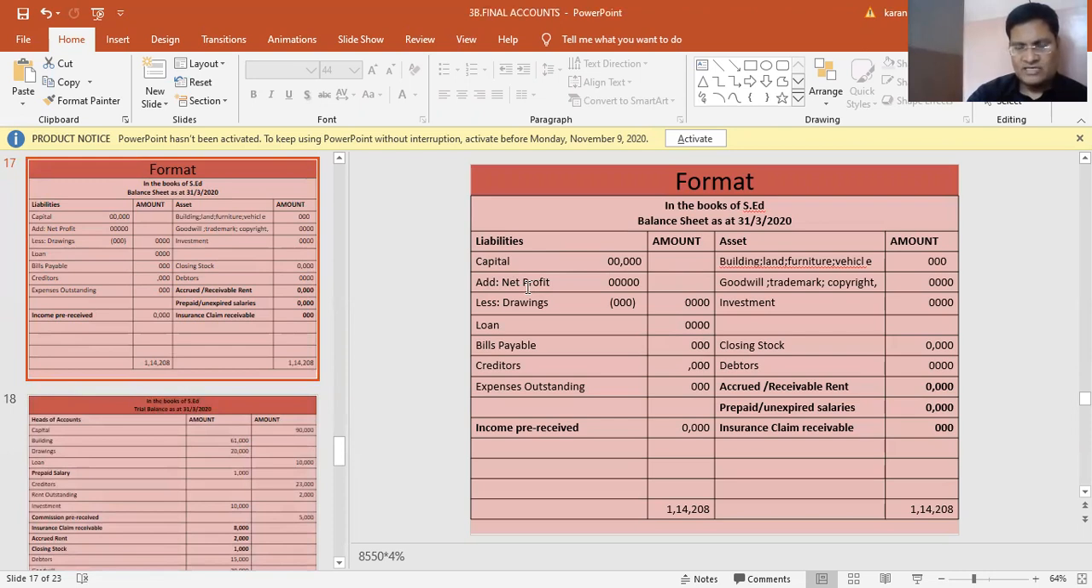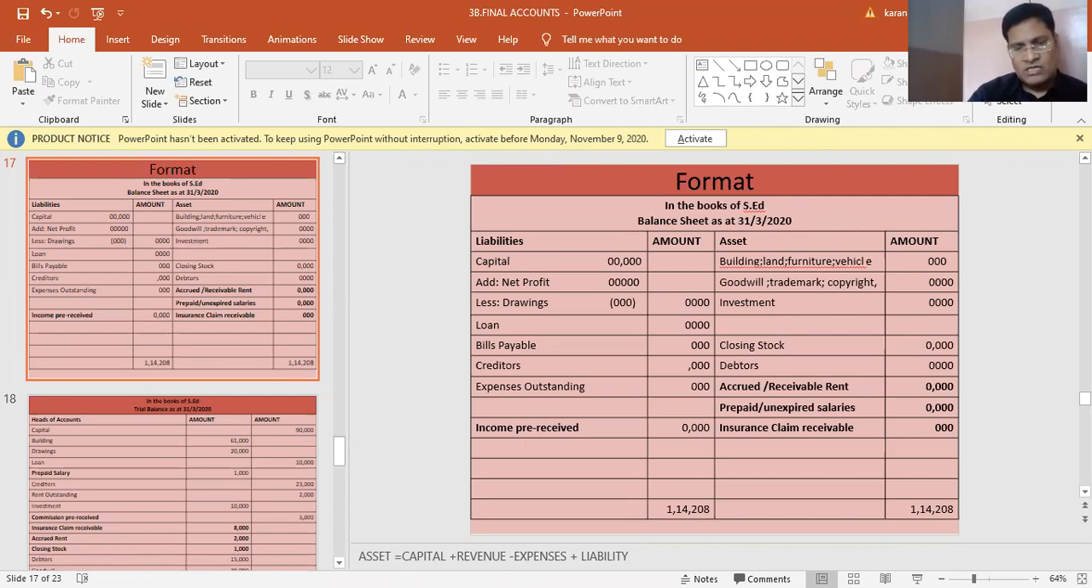Remember, I told you earlier that the accounting equation states that asset is equal to capital plus liability, and one more accounting equation is there that states that asset is equal to capital plus revenue minus expense plus liability. That revenue minus expense is nothing but net profit. If revenue is more and expense is less, we have net profit. That's why we are adding net profit over here. We are not showing expense and revenue, because we show them in the trading account and profit and loss account.